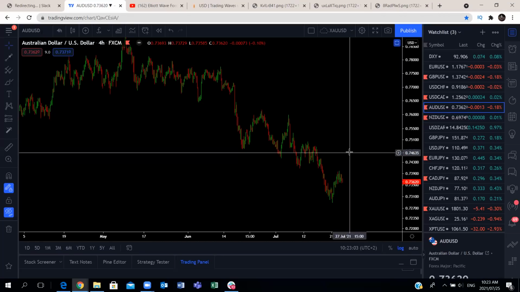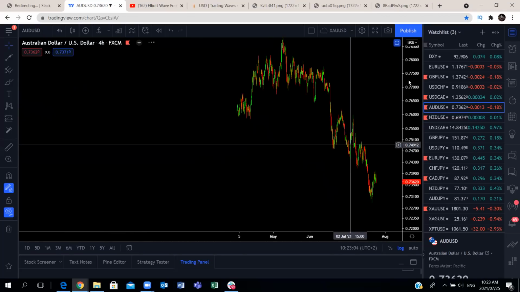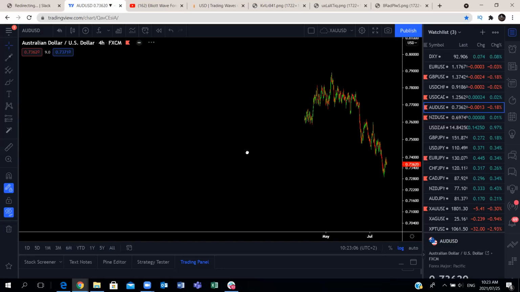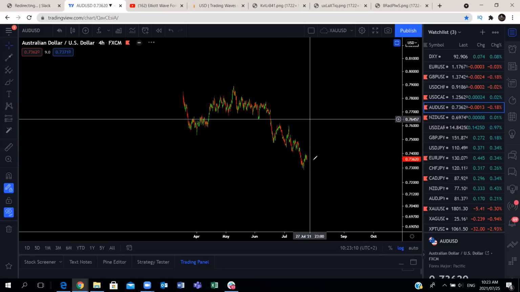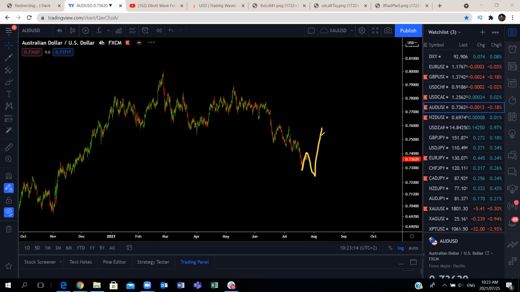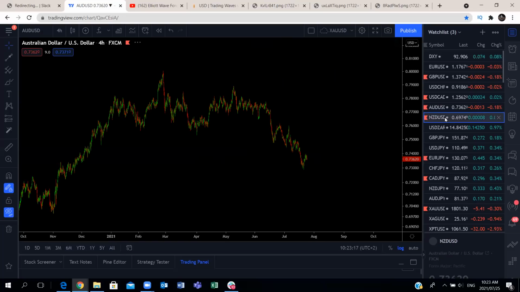So do not rush into buying AUD US dollar right now. Okay, so give it a bit of time first. Let's wait for a bit of a confirmation here, because this is very likely to happen before we push to the upside. New Zealand US dollar.